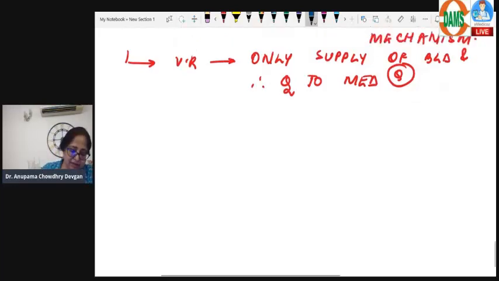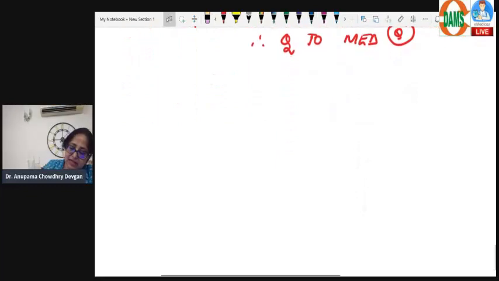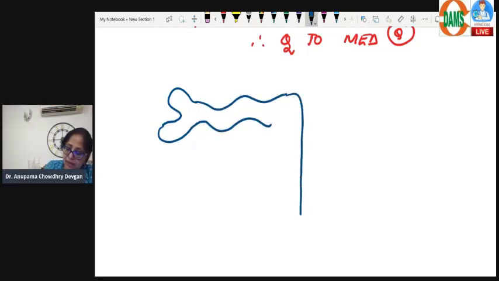So let's look at the first thing here. We said vasa recta is countercurrent to each other and countercurrent to the loop of Henle. Let's discuss this. This is the nephron here.